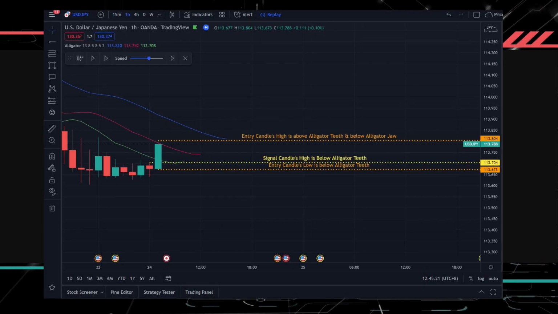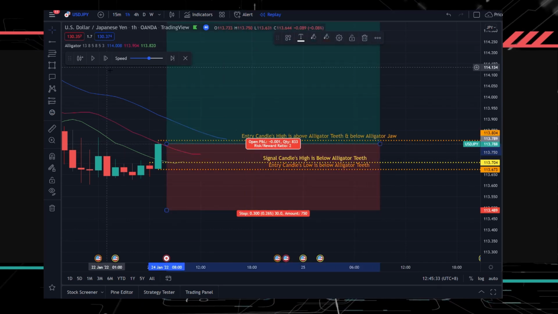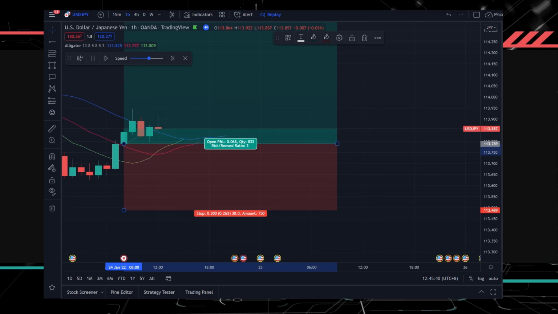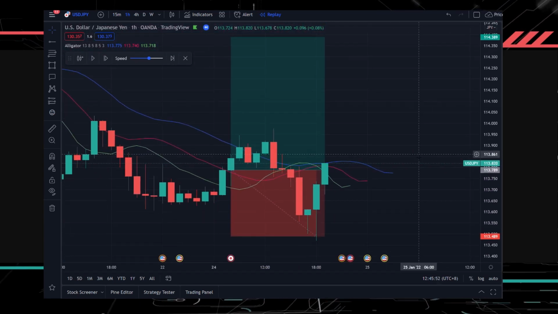Of course, it's not all just winning trades, there will definitely be some losing trades. In this example, we can see that the trade setup was done correctly, and the price turned against us, meeting our stop loss.